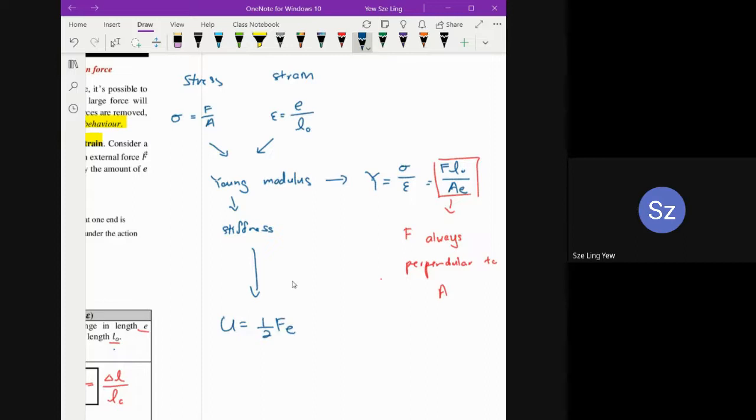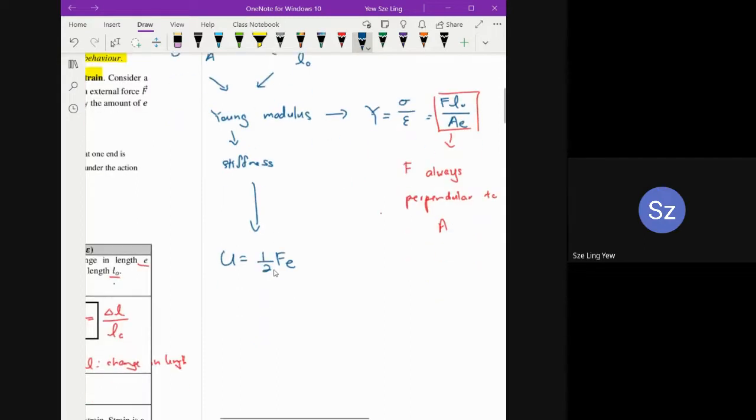We calculate the work done to stretch the object. So the amount of work done that you exert on the object is equal to the amount of elastic energy in the object. When you remove the force, the elastic energy makes the object go back to its original shape. From these equations, we managed to sketch a graph. Actually, we derive it from the graph of F against e.